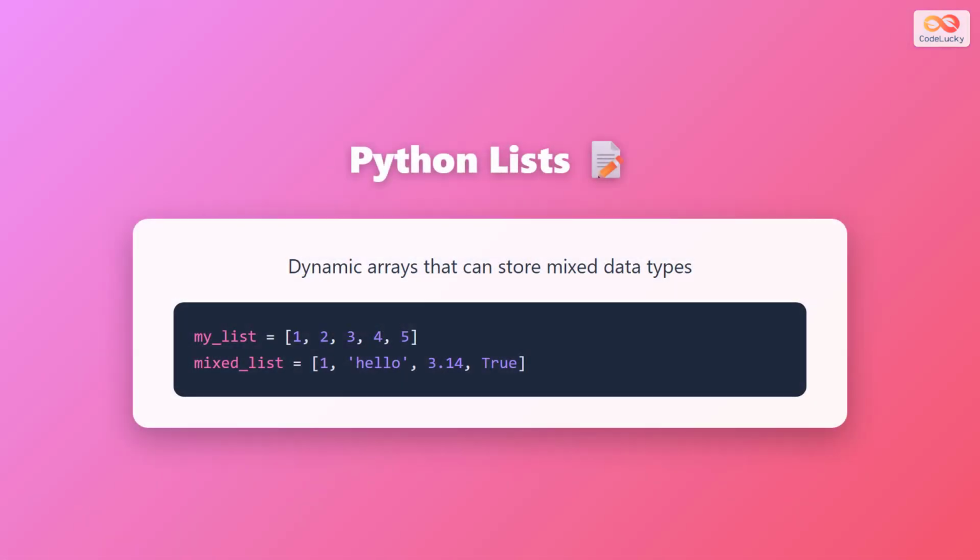Let's start with Python lists. Python lists are dynamic arrays that can store mixed data types. This means you can have integers, strings, floats, and booleans all in the same list. For example, you can create a simple list with numbers 1 through 5, or a mixed list containing an integer, a string, a float, and a boolean value. This flexibility makes Python lists very versatile for general programming tasks.